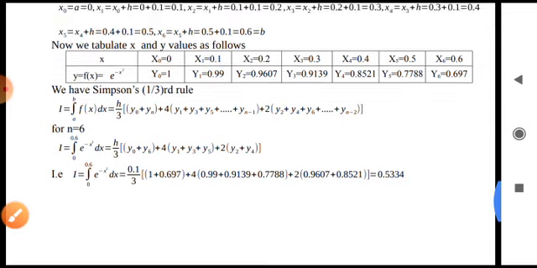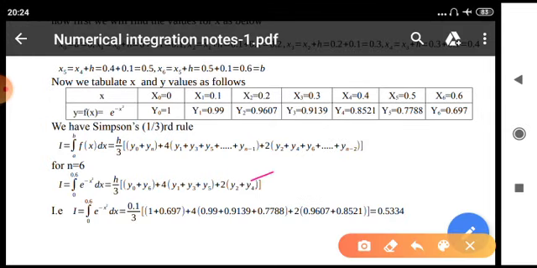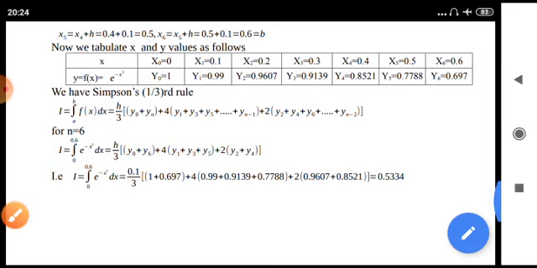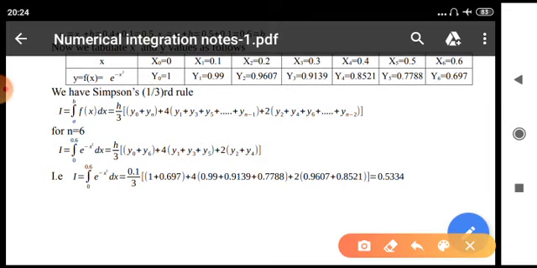So when you substitute x and y values in this equation, what we get is I equal to 0.5334.